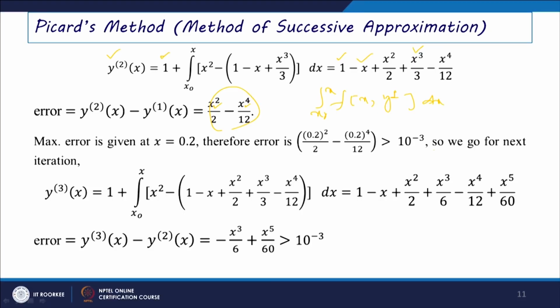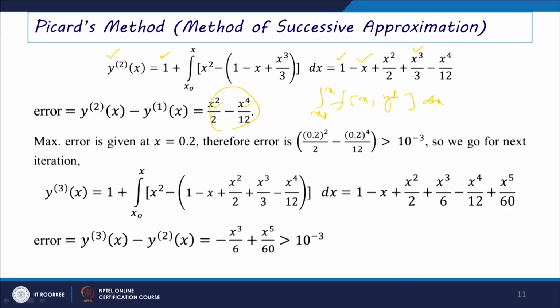But the question asks that this error should be less than 10 to the power minus 3. So to reach this accuracy of the error, we have to move to the next step. When this error is satisfied, at that step only we can terminate and say that this is the final answer of this problem.